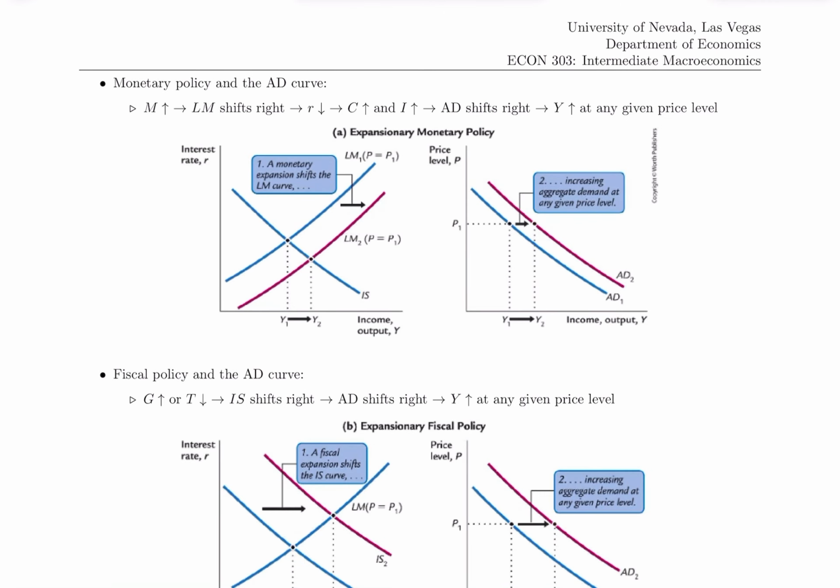Aggregate demand and policy, monetary policy. An increase in the money supply causes the LM curve to shift right. This results in a lower interest rate R, which in turn stimulates consumption and investment. Consequently, aggregate demand shifts to the right, leading to an increase in output Y at any given price level.